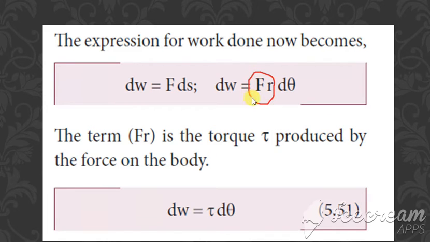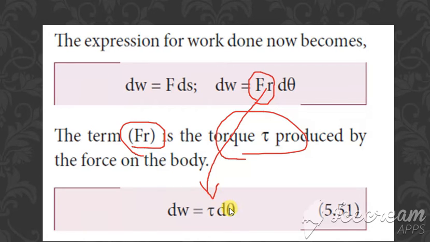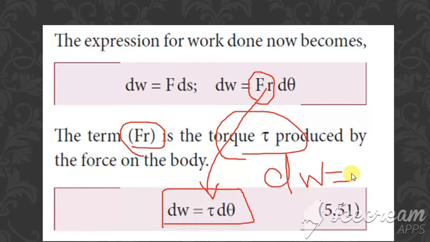What is this? F r, that is F into r, is said to be the torque, and so this F r is written as tau into d theta. So when you compare this equation with the first equation which we considered, the first equation is dW is equal to F into ds. Clear? Tau is nothing but what?